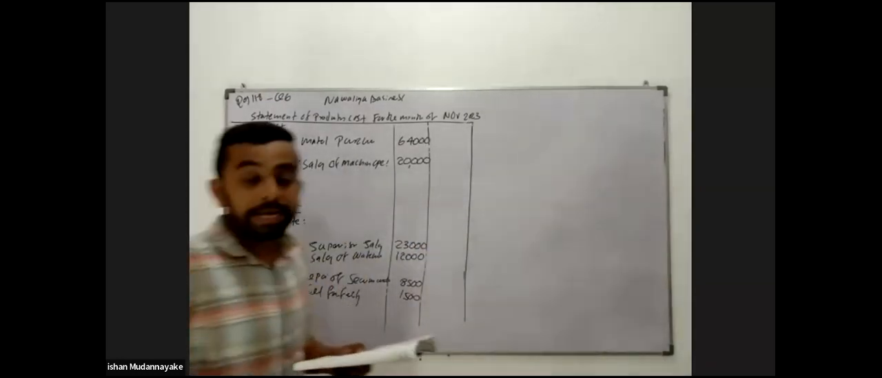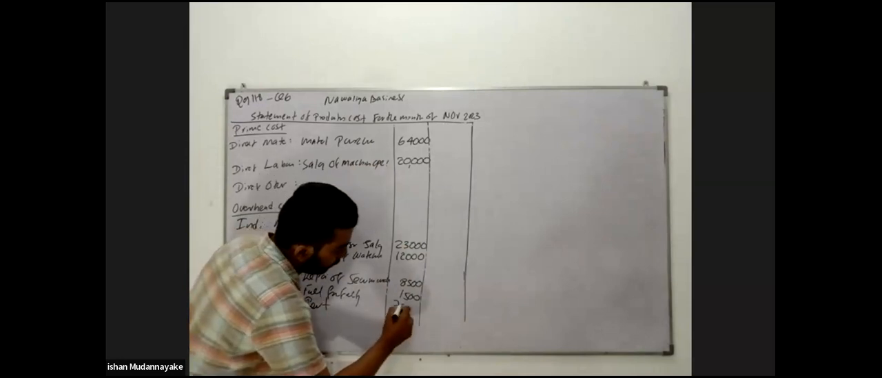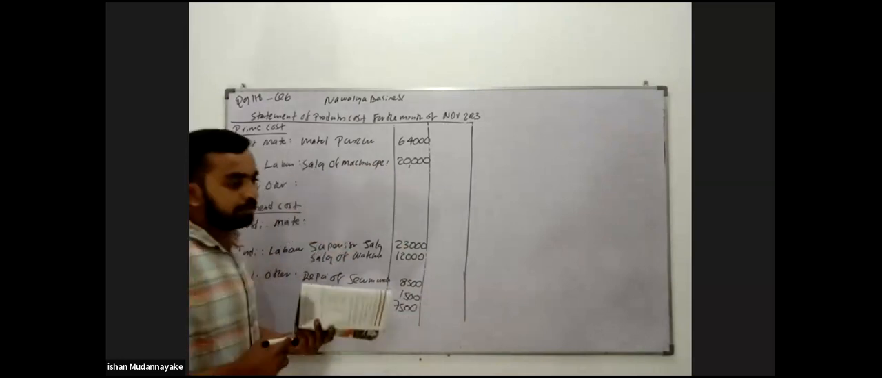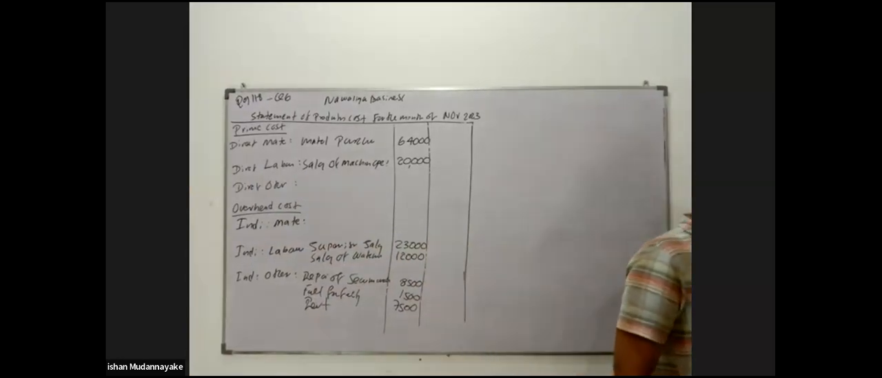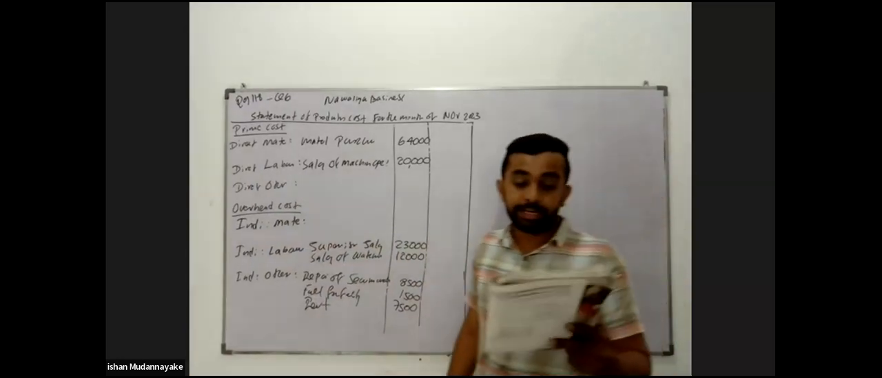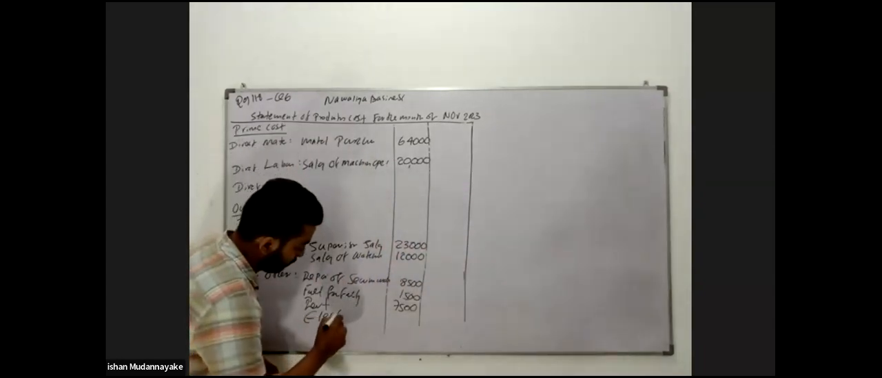Rent for the factory building, rent expense, how to classify? Indirect other, rent expense 7,500. Electricity costs, how to classify? Indirect other, electricity costs 2,500.